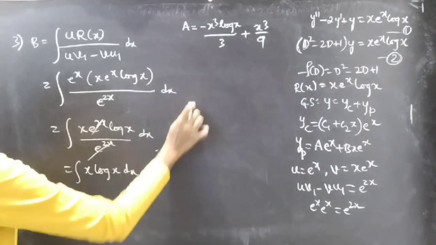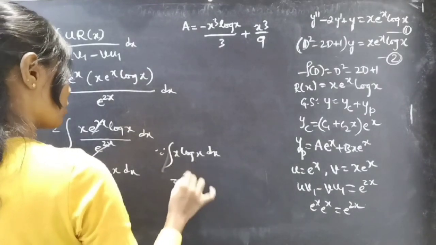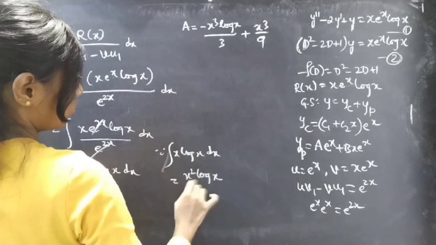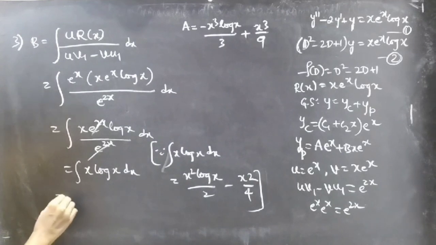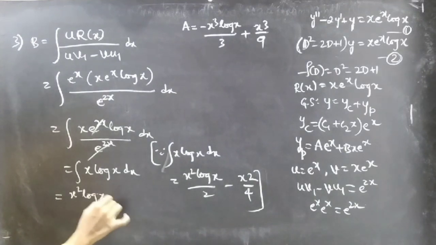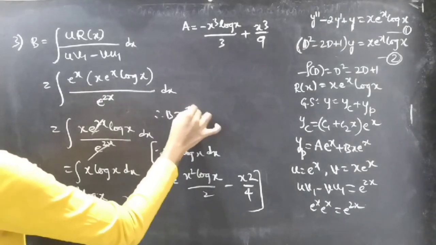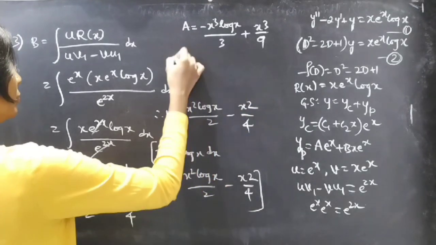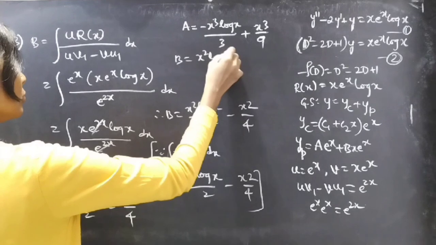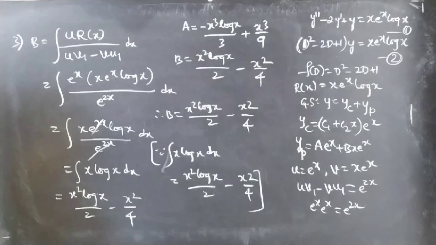We know that integral x log x dx equals x square log x by 2 minus x square by 4. So we'll get x square log x by 2 minus x square by 4. Therefore, b equals x square log x by 2 minus x square by 4. We got a and b. Let's now find yp.